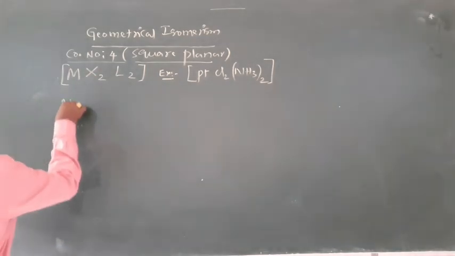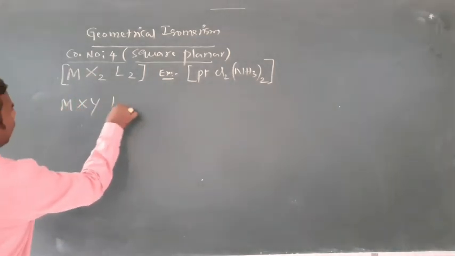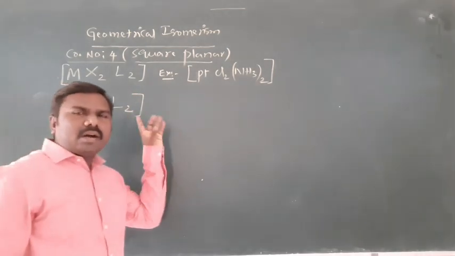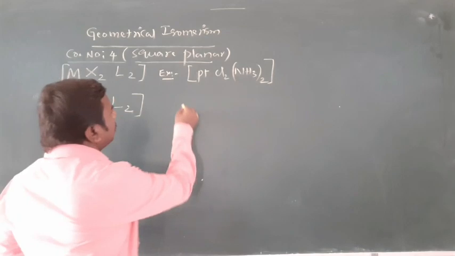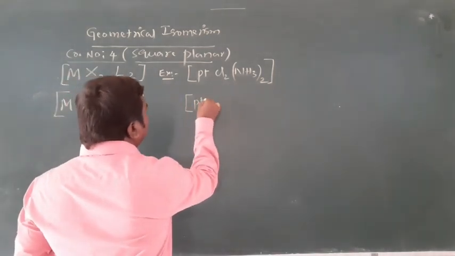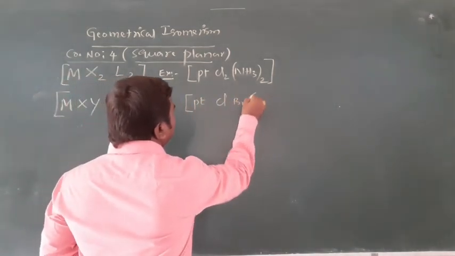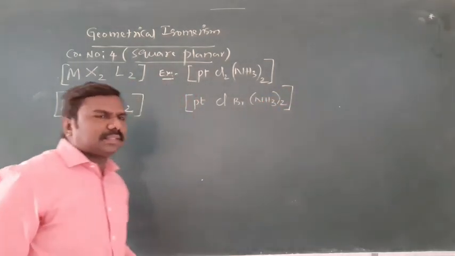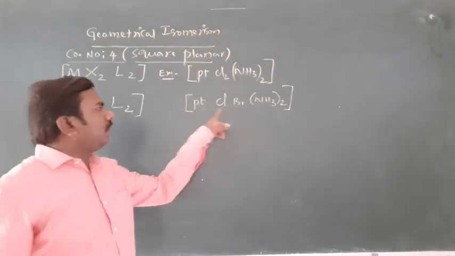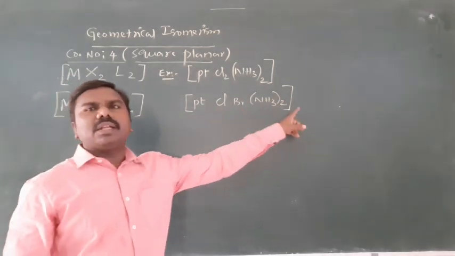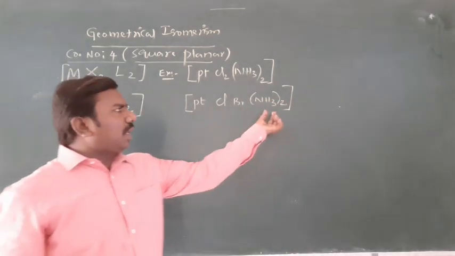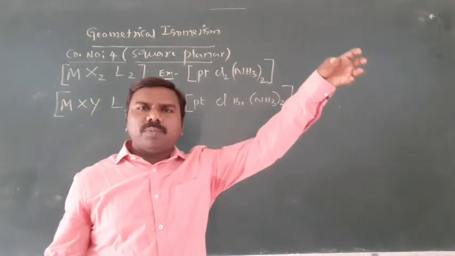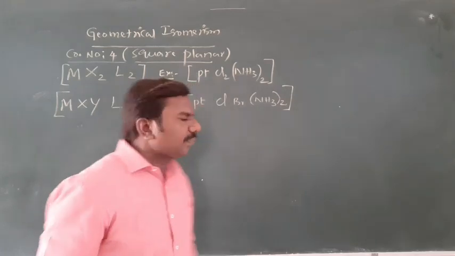Next, M X Y L2. X, Y, L all are unidentate ligands. Example, palladium, Cl, Br, NH3 twice. X is chlorine, Y is bromine, 2 NH3s. 2 NH3s on the same side is cis, 2 NH3s opposite to each other is trans.